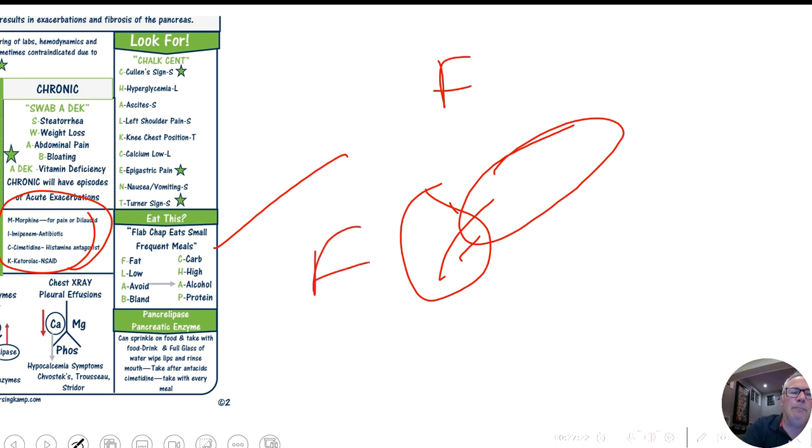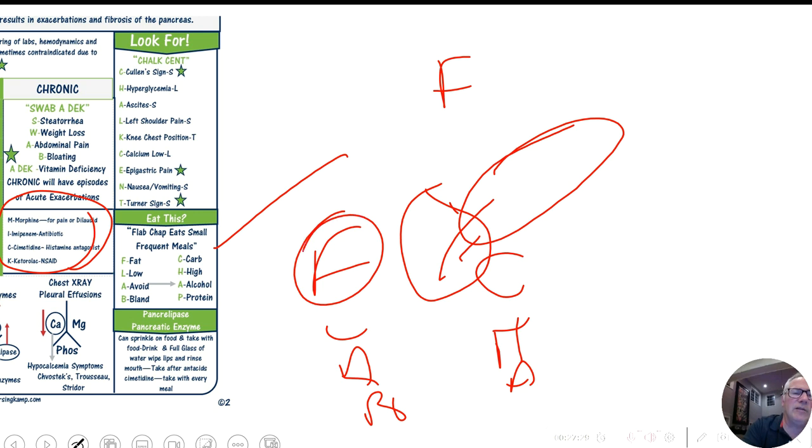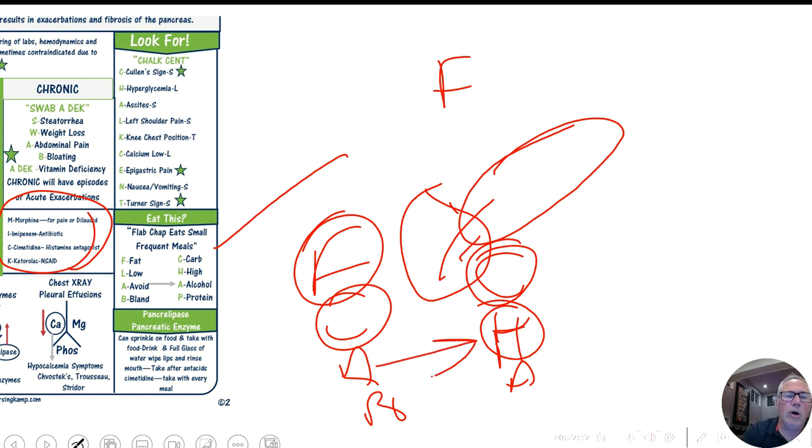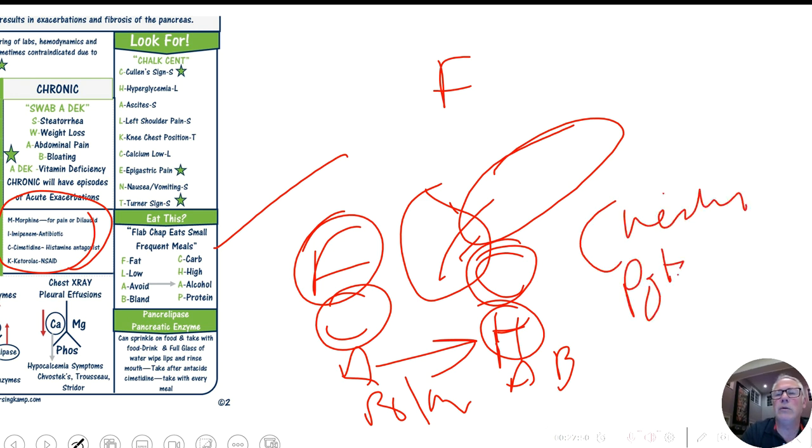All right, so FLAB, F-L-A-B, CHAP. Okay, so fats low, and then carbs high. That's what you want for the diet. You're going to avoid alcohol, and then you're going to give them bland with proteins. So a good thing for them is chicken, potatoes, but nothing fried, nothing with fat.